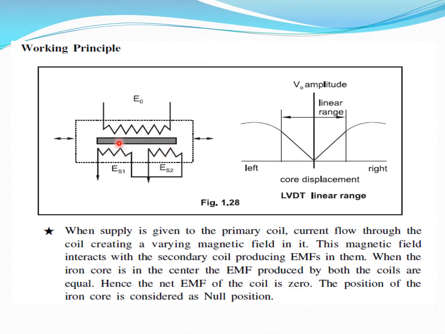decides how much movement is happening. If it is moving in either direction, an EMF change will happen between ES1 and ES2. This change is monitored. So this is how the core displacement is measured. If it is moving to the left, the EMF difference is shown here. Right also shows the EMF difference between the two secondary coils.